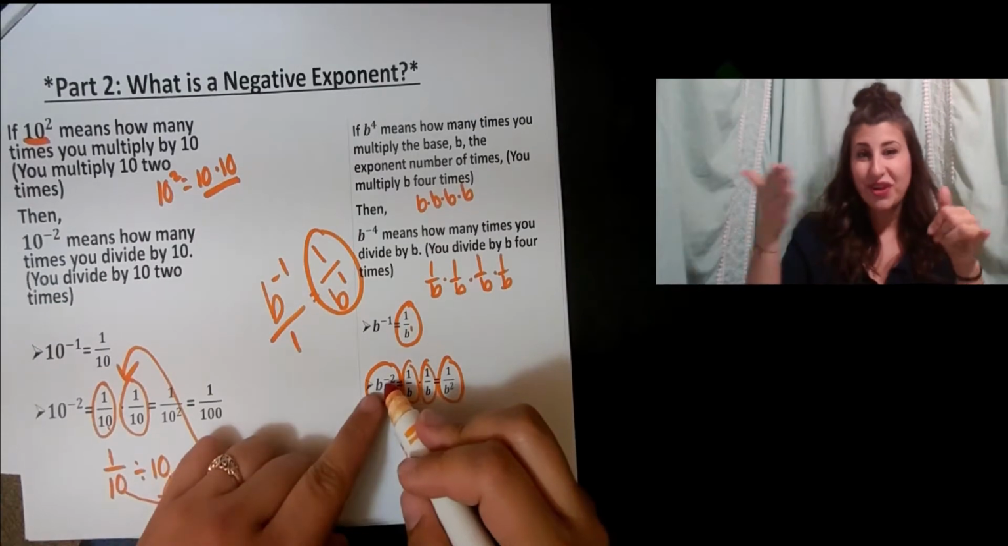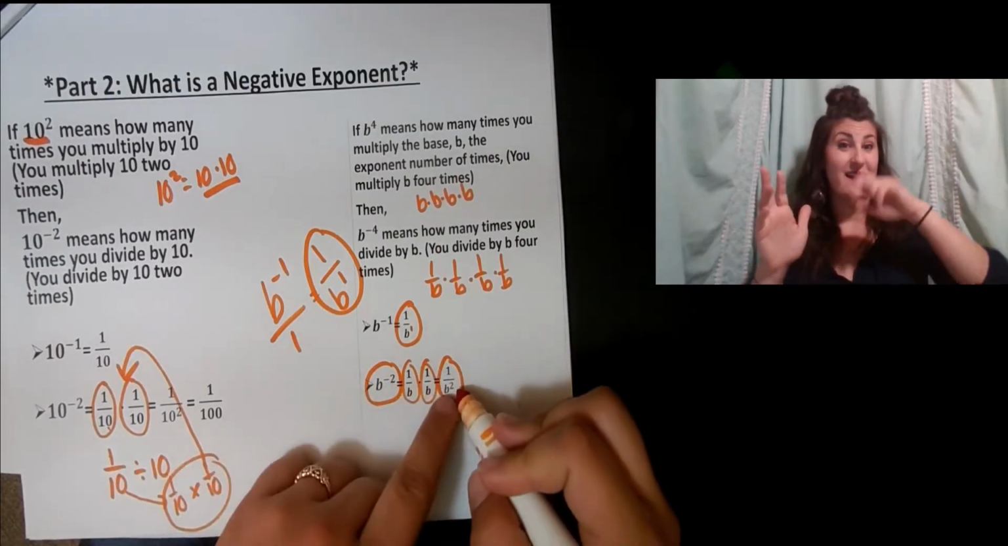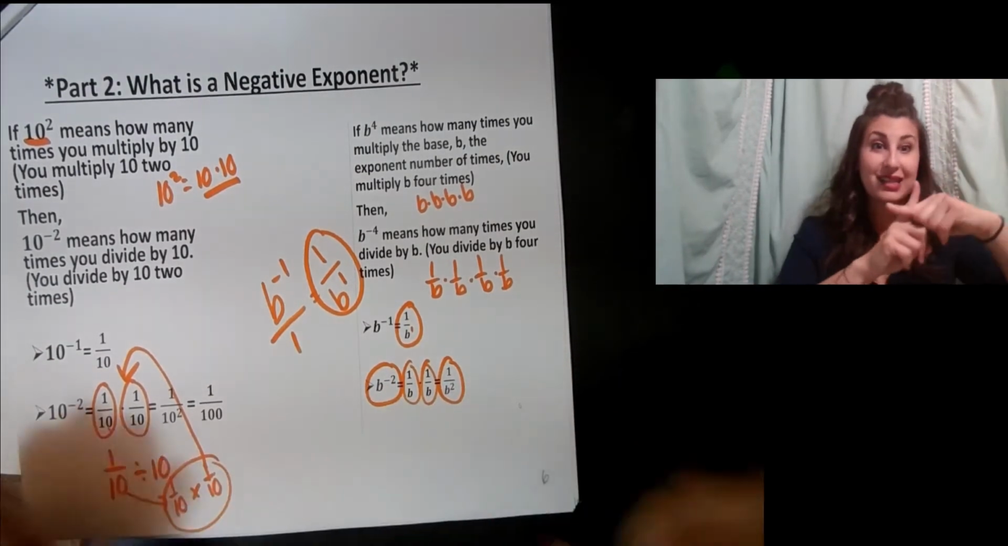Okay, same thing over here. It was a negative originally. When I flip it, it turns to positive. We want positive exponents.